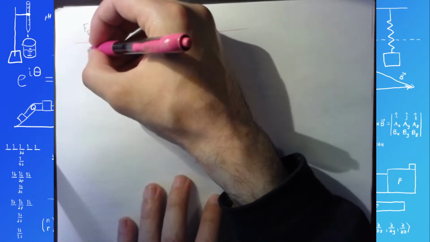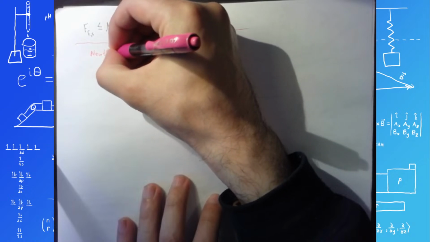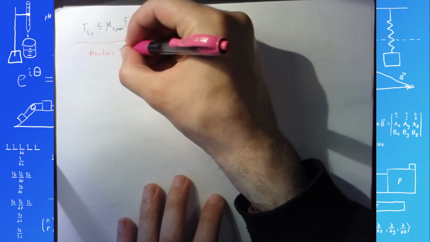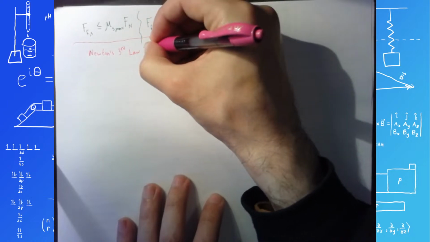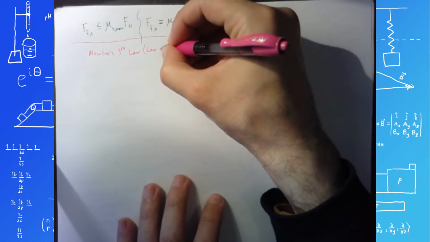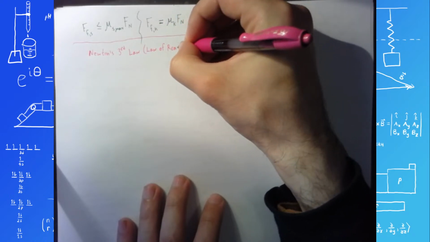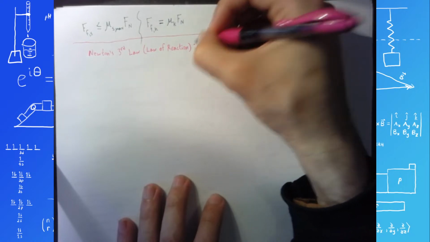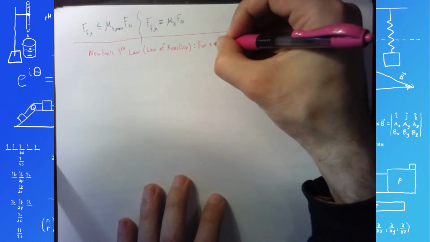So Newton's third law. Newton's first law was called the law of inertia, and Newton's second law was called the law of acceleration. Newton's third law, you can probably guess, is called the law of reaction. And we all know what it says. For every action, there is an equal and opposite reaction.